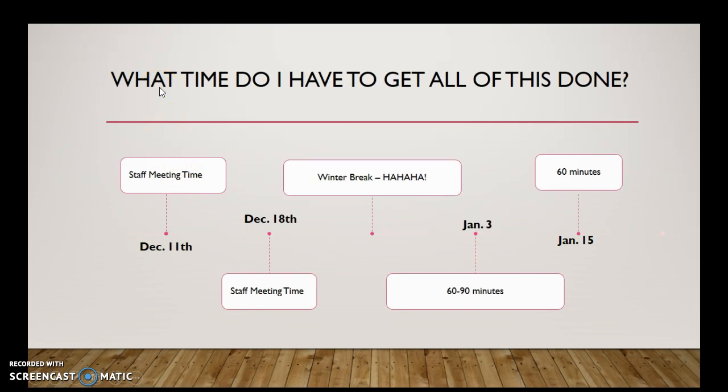What time do I have to get all of this done? Okay, how am I going to get it done in a timely manner? You have today, December 11th, the rest of the staff meeting time. On December 18th, there isn't a scheduled staff meeting, so you'll have staff meeting time there. Winter break, that's funny, okay. January 3rd, you'll have 60 to 90 minutes, and then 60 minutes on January 15th. And this is more of that share and collaboration time, so go ahead and plan on having those done.